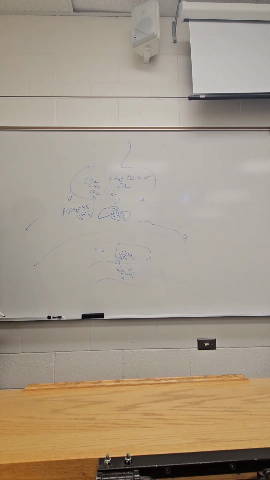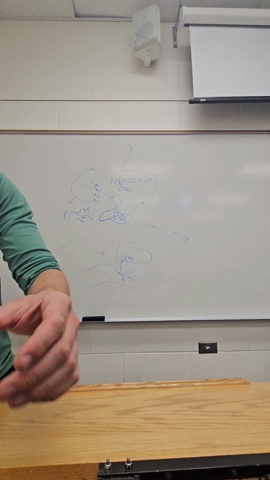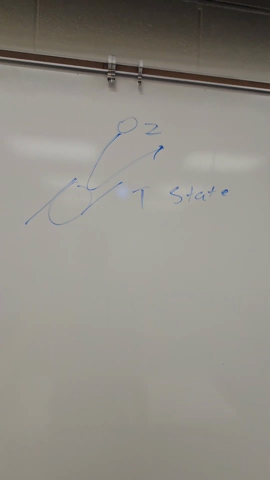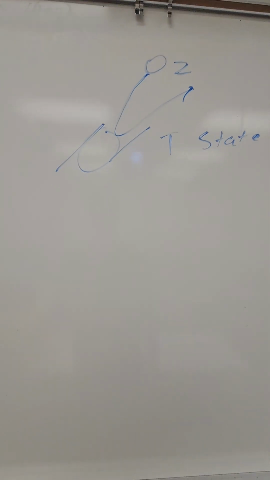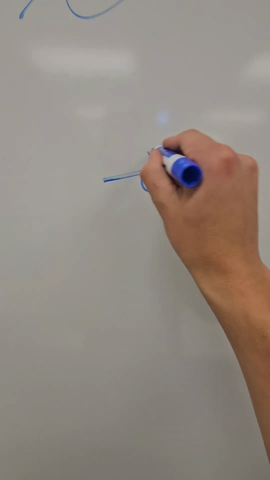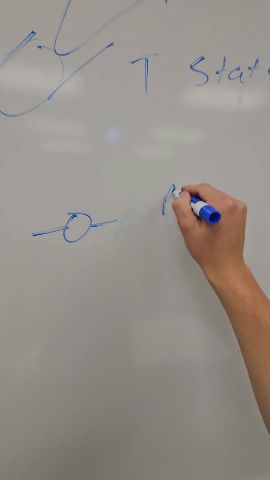How does that work? Well, let's look at hemoglobin. I'm going to draw a very crude picture. Hemoglobin has two states. It has a T state, tensed, and in its T state it can't bind oxygen. Oxygen won't bind to it. However, if we look at the R state, for relaxed, oxygen will bind just fine.